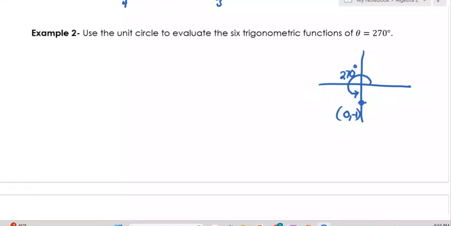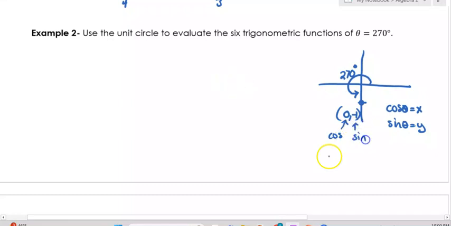Okay, something you need to know about the unit circle that we're just introducing today, and this holds true every single time, is that when you are trying to find a value on the unit circle, the cosine of theta is the x value and the sine is the y value. So every single time when you have a point, the x value is what cosine is and the y value is what sine is.